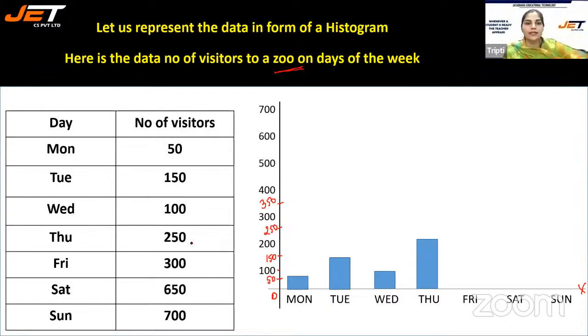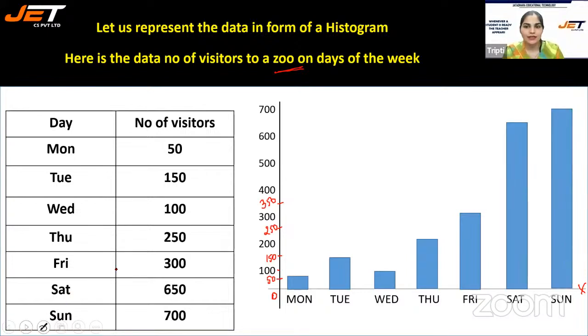Yeah, on Thursday, it is 250. So I have drawn it up to here, 250. Friday, 300. Let's draw it up to 300. Then on Saturday, it's 650, which will be between 600 and 700. And on Sunday, it is 700. Right? So that's how you have to do it. This is how you represent the data in the form of histogram or bar graph, you can say.